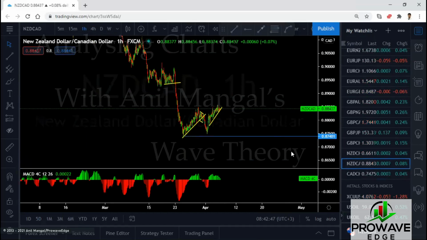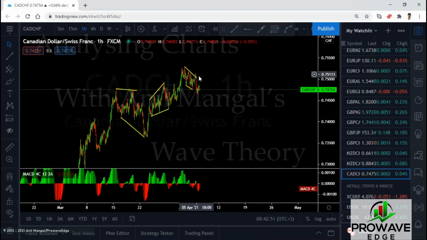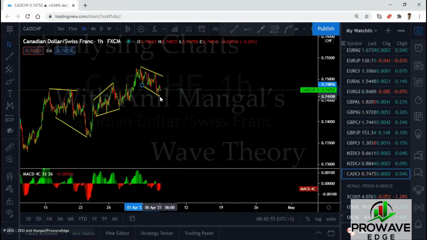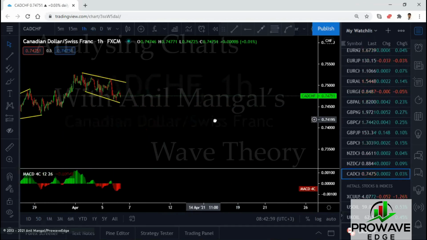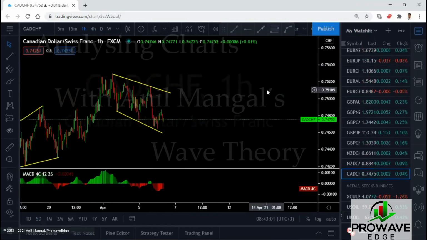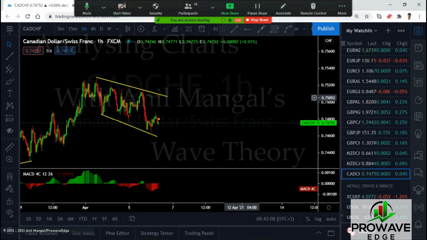New Zealand CAD, stay away from it. New Zealand Swiss, probably stay away from this one as well. It's just going sideways. It's going to go up one more, but I don't see the buy setup here as yet. 1, 2, 3. 1, 2, 3. Well, if you get a buy setup here, if this makes a flag here, then maybe it's worth it.